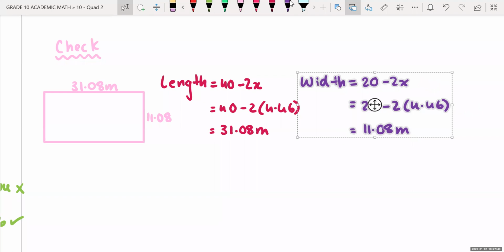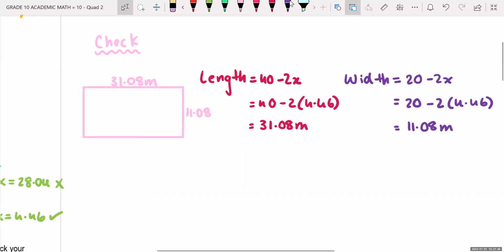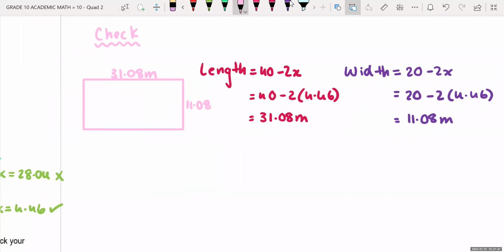Now, how do we do our check? Well, we know that the area of the garden has to be approximately 500. So really what my check is going to be is area is equal to length times width, which is equal to 31.08 times 11.08. And when I multiply those numbers, I'm hoping I get really, really close. Or not at all. Where did I mess up? Oh, you know, this is where I messed up. It's actually 25, not 20.